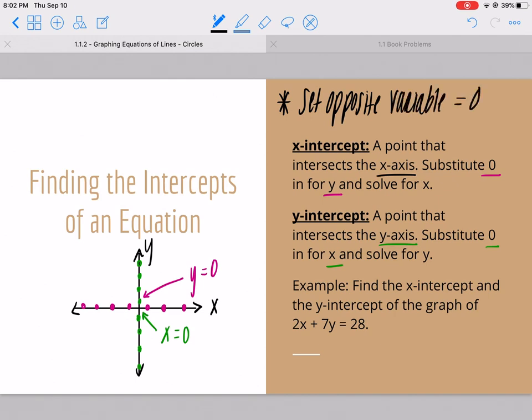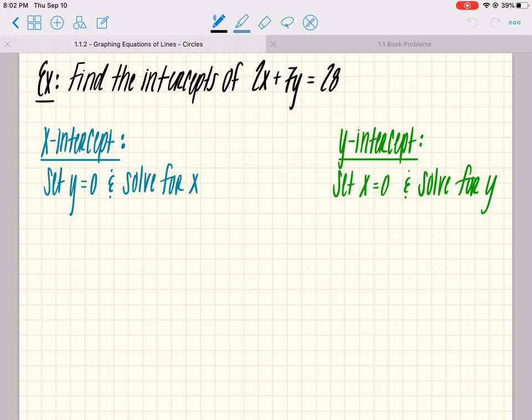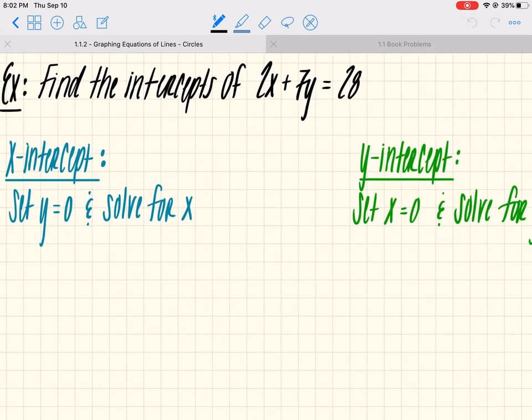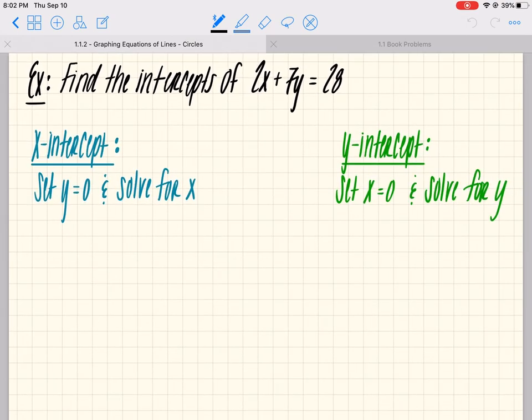Okay, so here is our example. I have it on the next page for us as well. We're going to find the two intercepts of this equation, 2x plus 7y equals 28. So for the x-intercept, again, we're going to set y equal to 0 and solve for x. So I've got 2x plus 7 times 0, now y is going to become 0, equals 28.